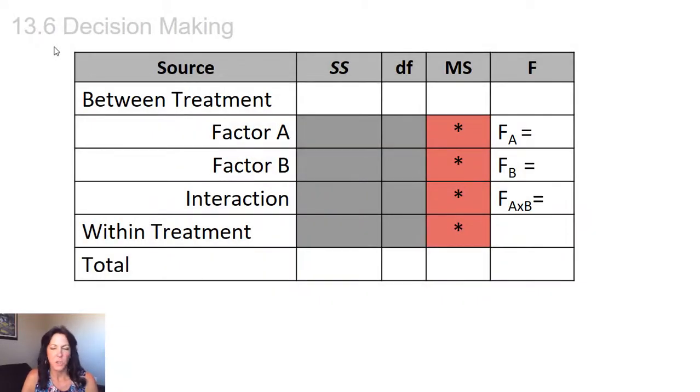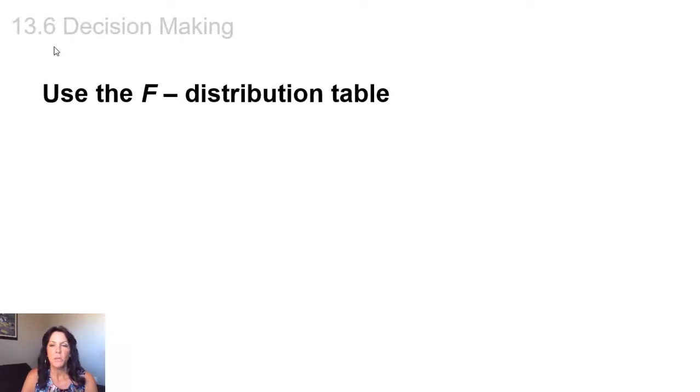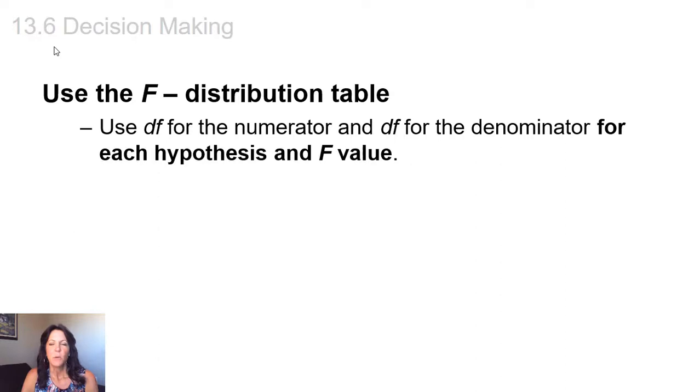And here, this is where they'll be on our table. So using this fancy table, we can work it all out. So we're going to use the F distribution table right now just to see what it's like to evaluate whether or not our F statistic is significant. We're going to use the degrees of freedom for the numerator, which you've already figured out how to do in the last video, and the degrees of freedom for the denominator, which is basically the degrees of freedom within for the study, for each hypothesis and F value.